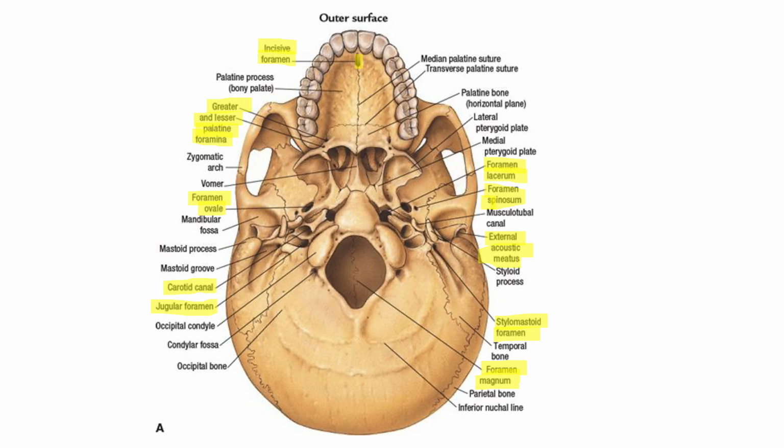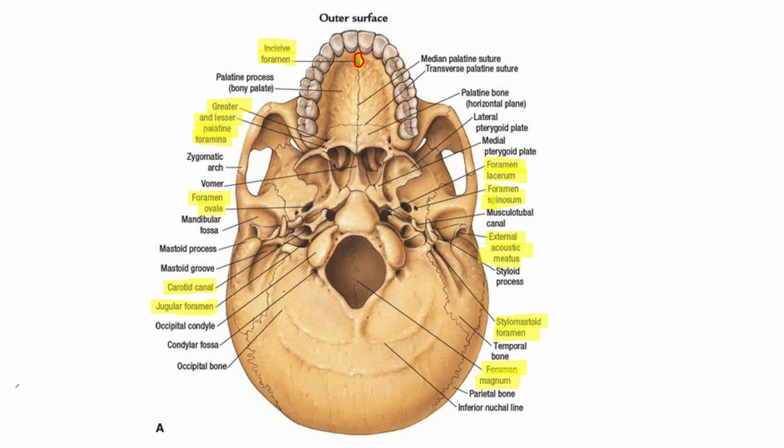Now this is the other view, which is the base of the skull. So this foramen right here on the top is called incisive foramen. Then we have two small foramen over here, greater palatine foramen and lesser palatine foramen. Greater palatine foramen, lesser palatine foramen.